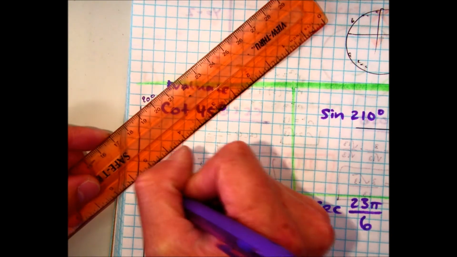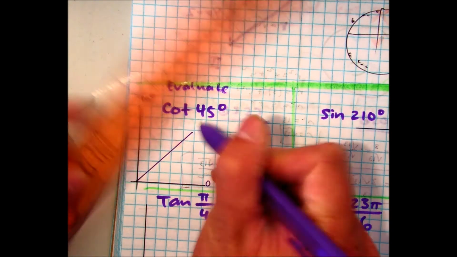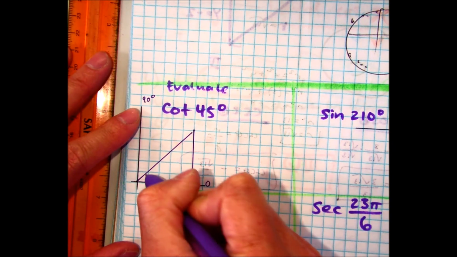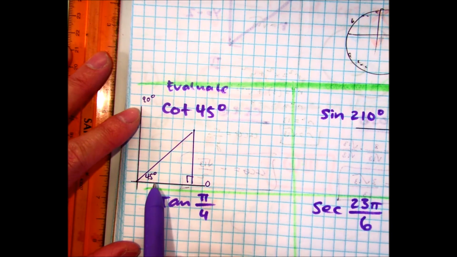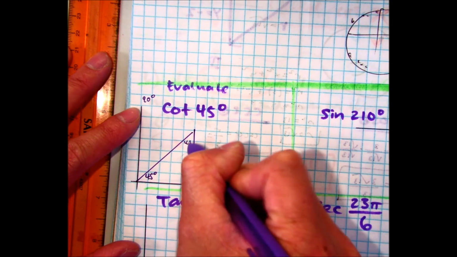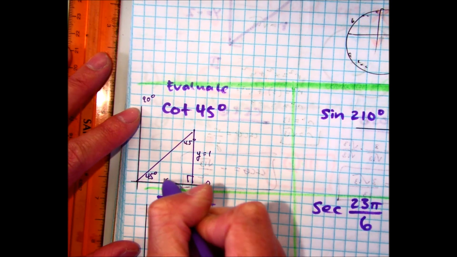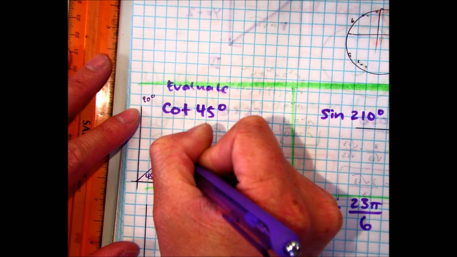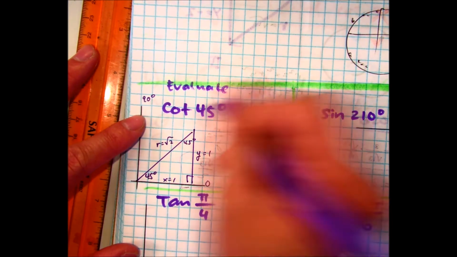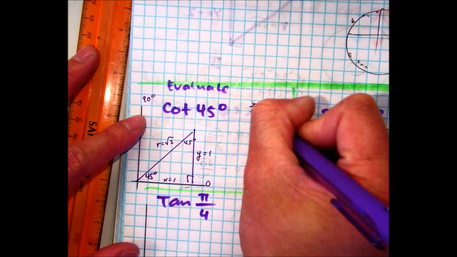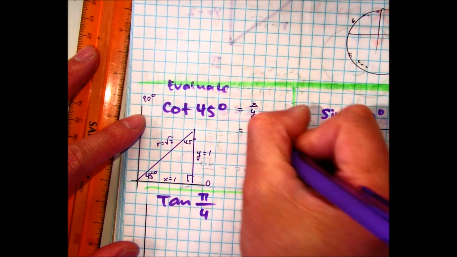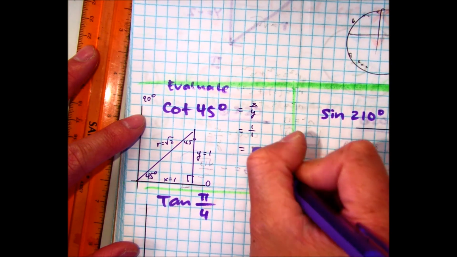Well, if I draw a 45-degree angle, there's my 45 degrees. Class, always across the 45 is? 1. This is a 45. Across the 45 is? 1. And then your radius will be, in this problem, radical 2. Cotangent is x over y. So I can just do 1 over 1, and my answer is 1.